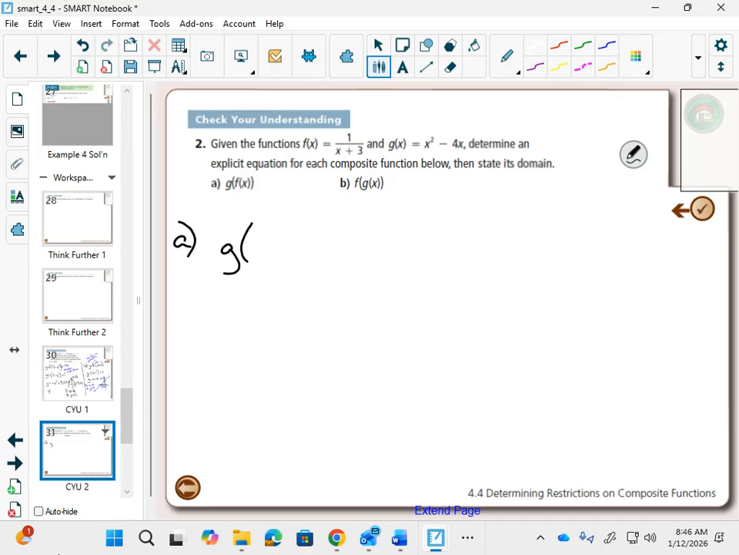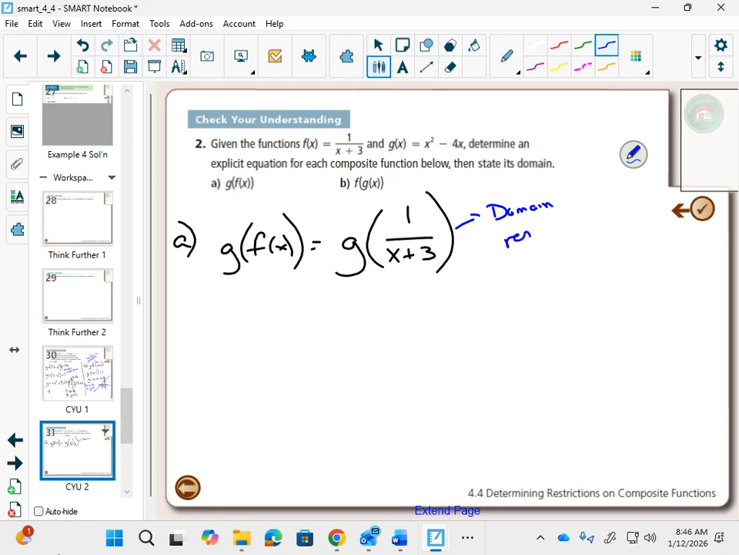So in A, we have g of f of x, which would be g of, and f of x is 1 over x plus 3. And I'm going to make a note right here that there is a domain restriction. X can't equal negative 3 at this moment. Can you see that if you plugged in x equals negative 3, you would be dividing by 0, and we're not allowed to divide by 0. So that's going to have an effect on this graph.